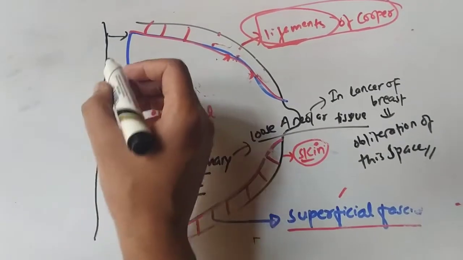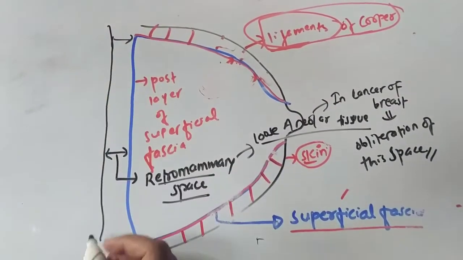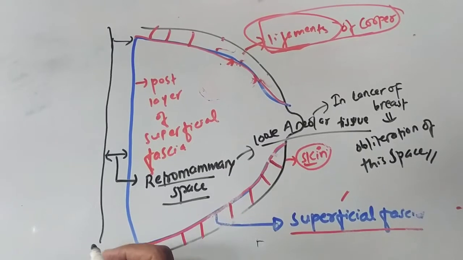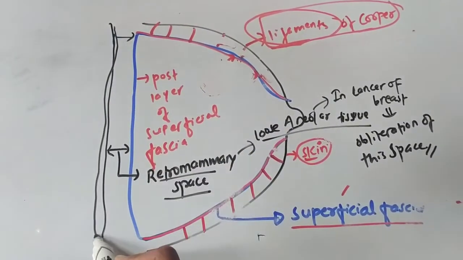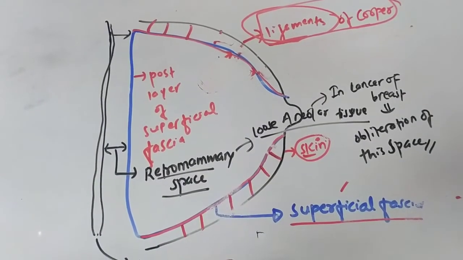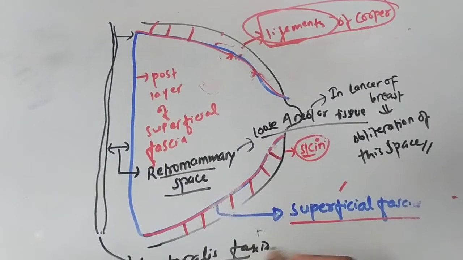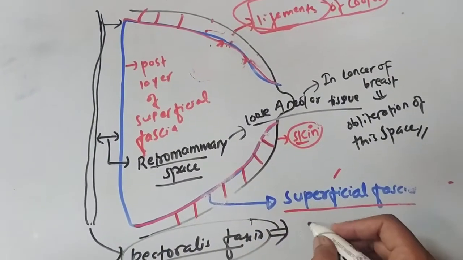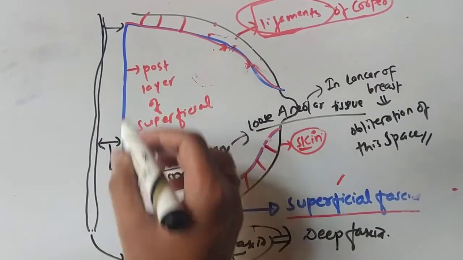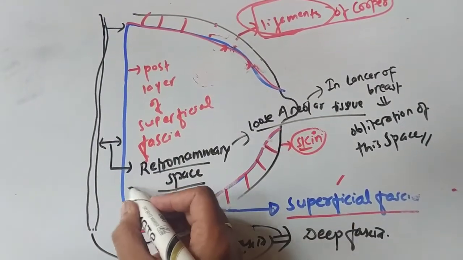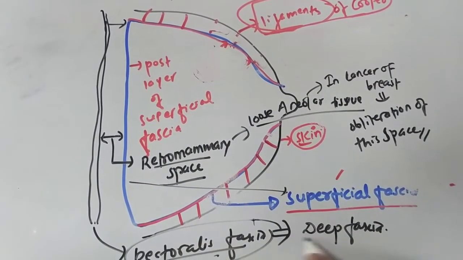Now just behind the retromammary space there is a fascia known as the pectoralis fascia. Let's suppose this is the fascia. This is known as the pectoralis fascia, and it is also known as the deep fascia. In the blue color you are watching the superficial fascia, and in the black color you are seeing the pectoralis fascia or deep fascia.